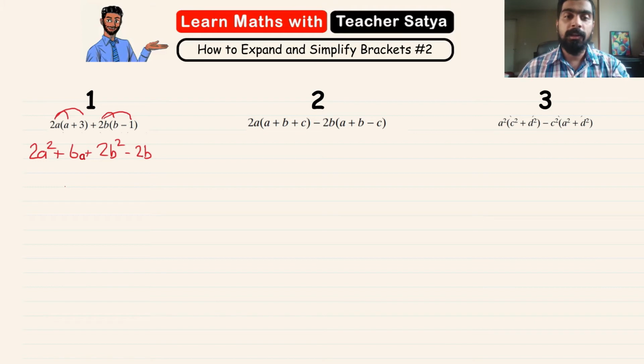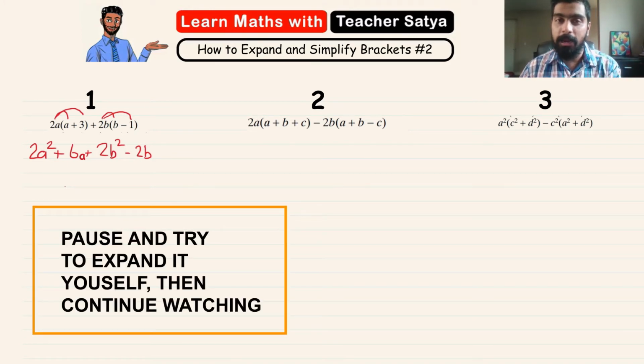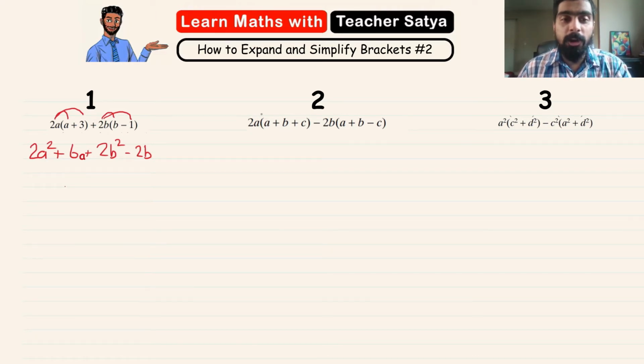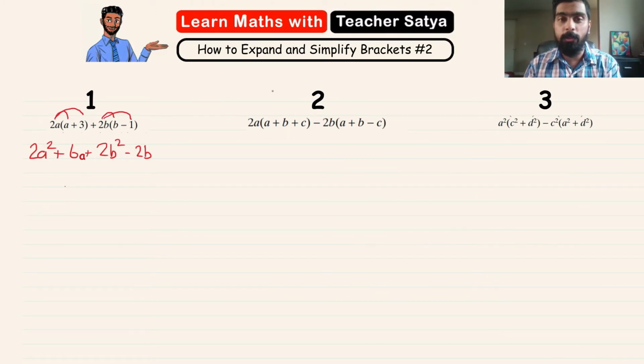Alright guys, now let's go ahead to question number 2. Now before you continue watching, maybe you can hit the pause button and try expanding the bracket by yourself and then continue watching it guys. All right, now in order for us to expand the bracket, we are going to do something very similar to the previous question, but in this question there are 3 terms inside the bracket. But do not panic, okay? Every step would be exactly the same. So what we'll be doing here is multiplying 2a with all of the terms inside the bracket.